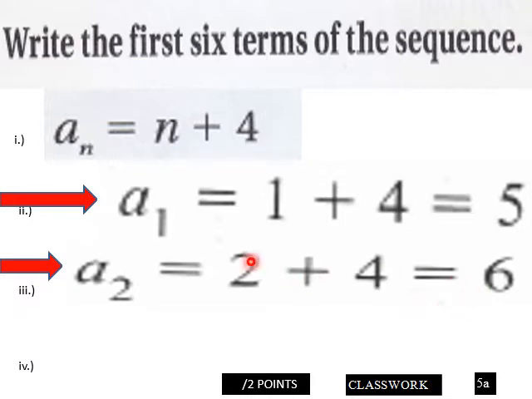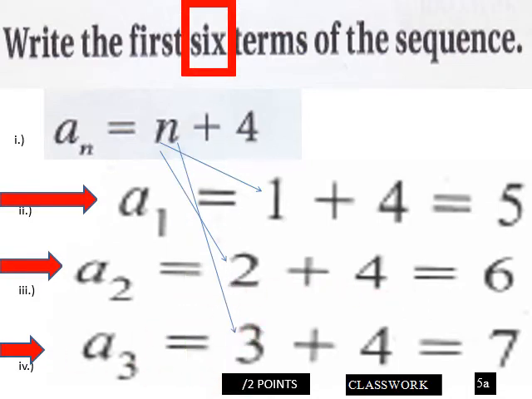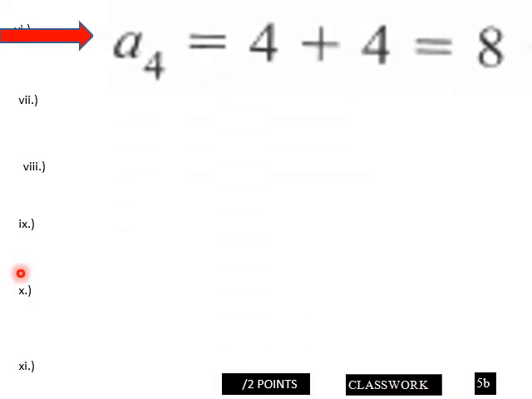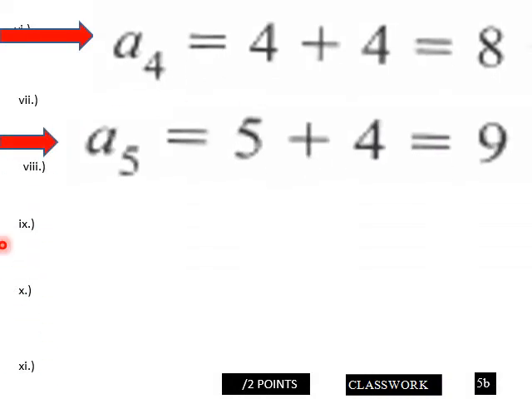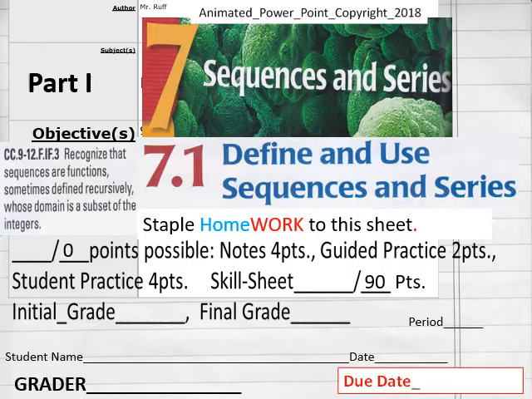A sub 2 equals 6. A sub 3 equals 7. This is where n enters here. This should be relatively obvious here. So we're going to continue here with a sub 4 is 8. A sub 5 would be 9. A sub 6 would be 10.